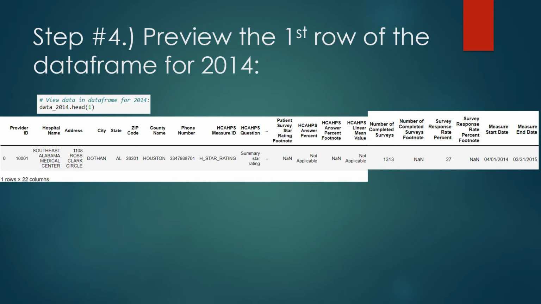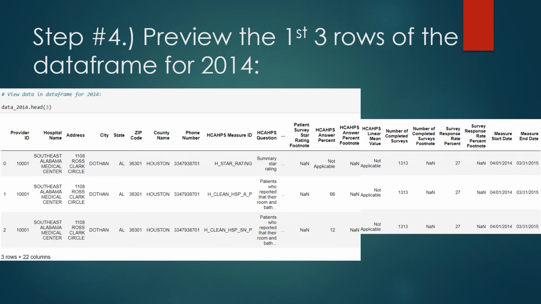Then we preview the first row of the data frame for 2014 by typing data_2014.head, then parentheses, and then putting 1 inside to look at the first row. That's what the first row looks like. Then we preview the first 3 rows by typing the same command except putting in a 3 instead of 1 to see the first 3 rows. And these are the first 3 rows.